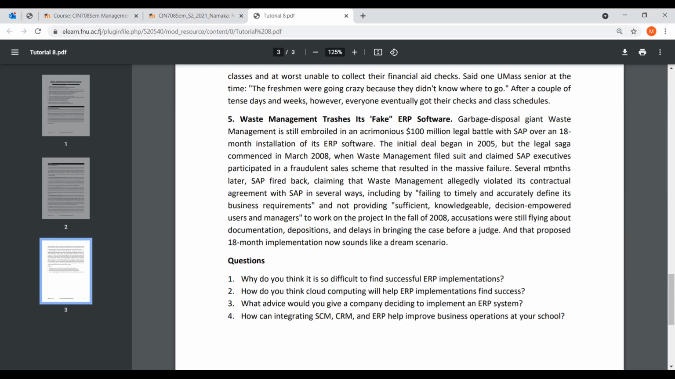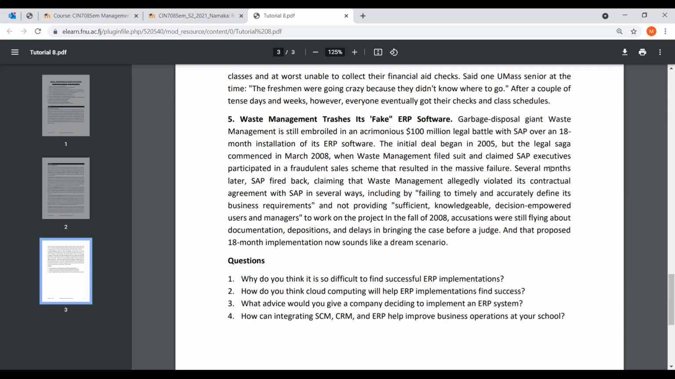So SAP fired back, saying there were some internal issues and Waste Management was not able to provide certain business requirements or sufficient knowledgeable users and managers, and that led to the fall of the entire project. So what seemed like an 18-month project, which is about 1.5 years, you must be thinking 1.5 years to implement a software? Yes, it takes 1.5 years, sometimes more than a few years.